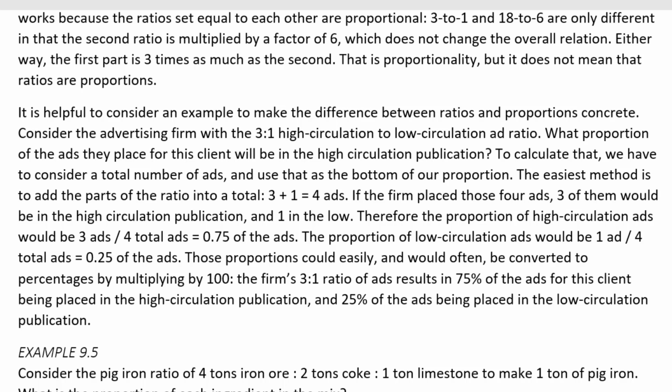Proportions are very, very useful mathematically and in calculations, but if you're trying to communicate, you just tend to convert them to percentages because then people will understand. The firm's 3-to-1 ratio of ads results in 75% of the ads for this client being placed in the high circulation publication and 25% of the ads being placed in the low circulation publication. And how I got that was simply 0.75 times 100 to get 75%, 0.25 times 100 to get 25% of the ads in the low circulation journal.